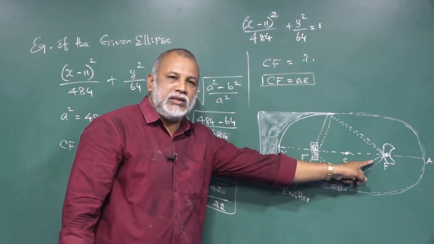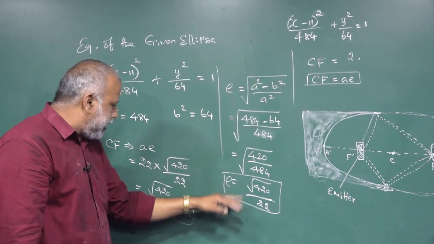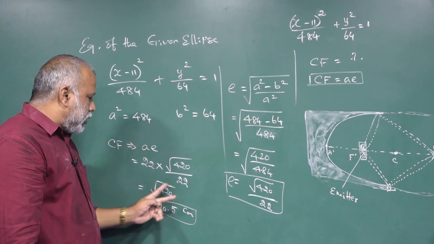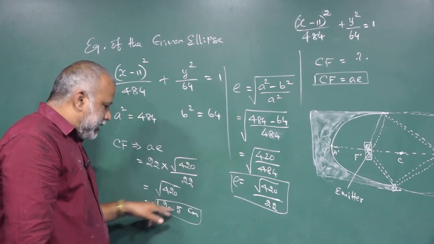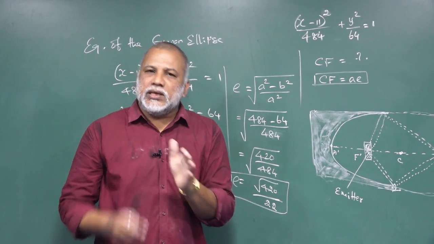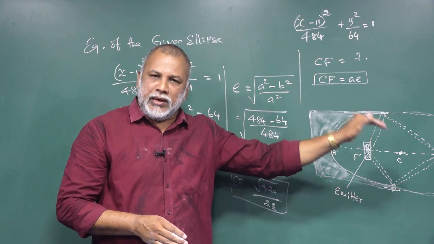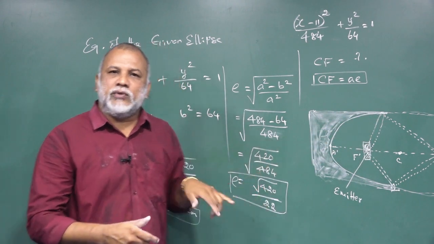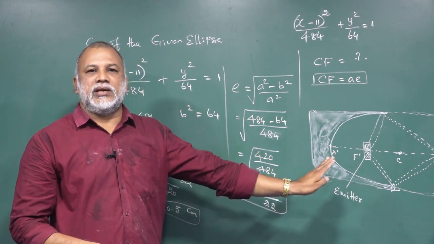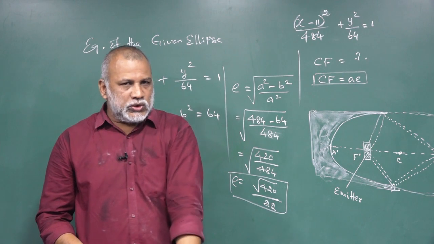We need to find CF. CF equals AE, so find the value of E separately, then work out CF equals AE. Substitute, then square root of 420, which is approximately equal to 20.5 centimeter. So you can say the conclusion: the patient's kidney may be placed at a distance of 20.5 centimeter from the center. This is your conclusion.